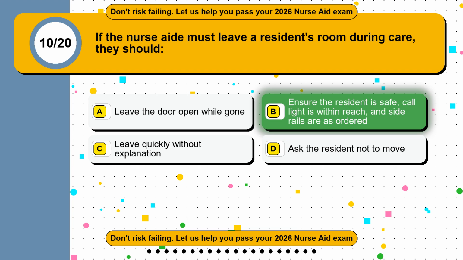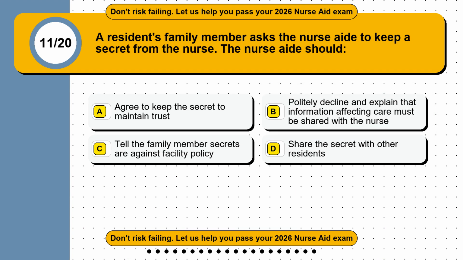Question 11. A resident's family member asks the nurse aide to keep a secret from the nurse. The nurse aide should: Option A, agree to keep the secret to maintain trust.